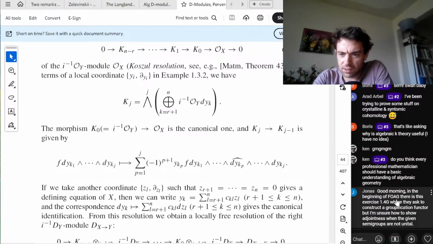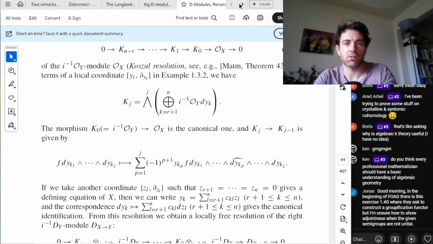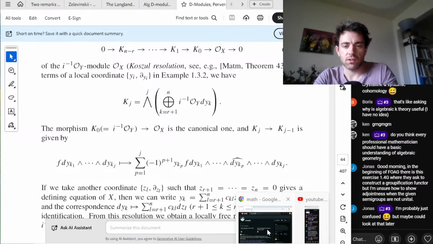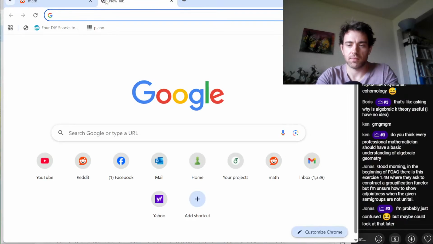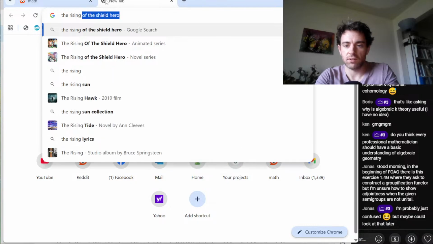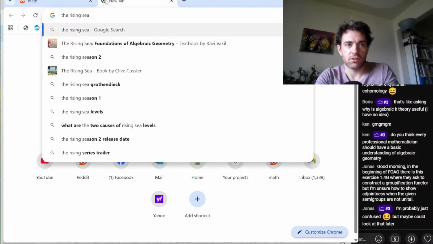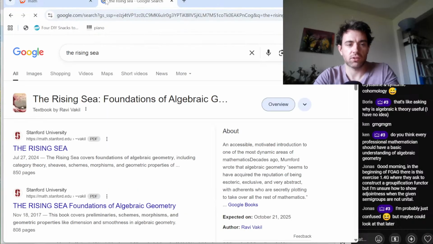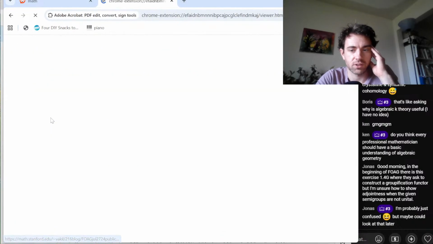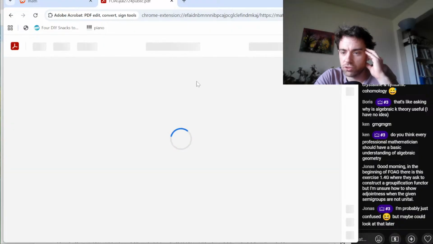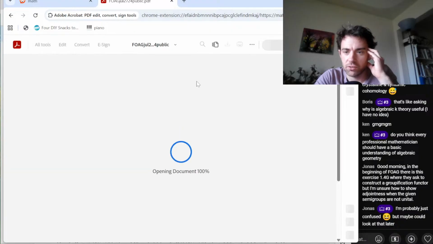In the beginning of Vakil's book, there is exercise 1.4G where they ask to construct a groupification functor, but you're unsure how to show adjointness when the semigroups are not unital. Well, let's take a look. The Rising Sea textbook. I still need to buy myself the hard copy. You're probably just confused, but maybe you could look at that. Yeah, let's take a look.